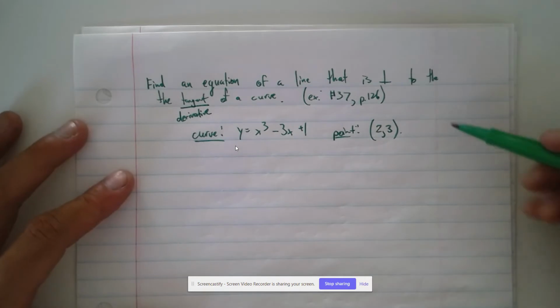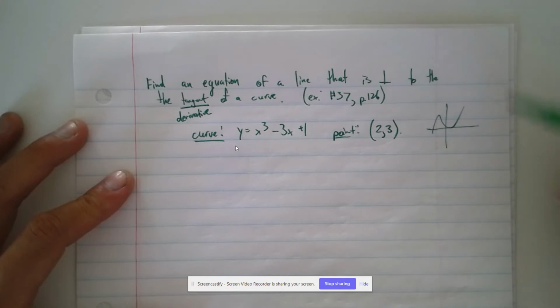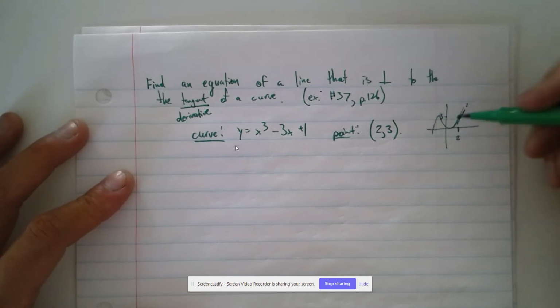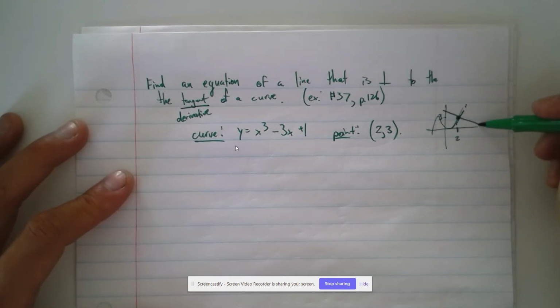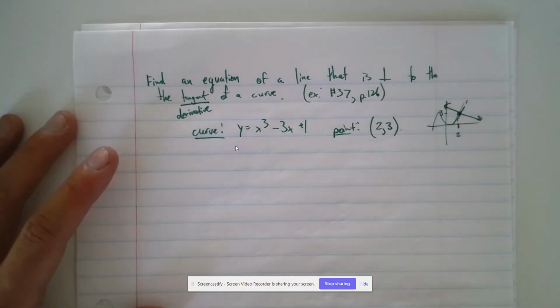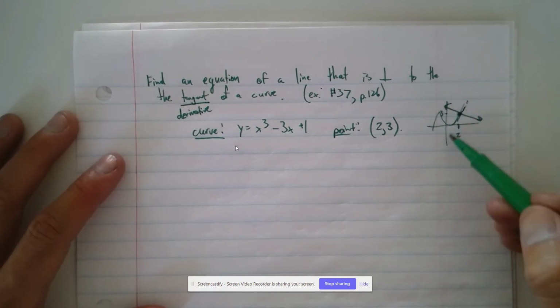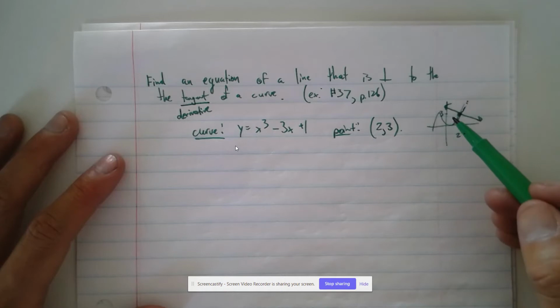Just imagine I have this curve. I don't know what it looks like. At (2, 3), right here, there's a derivative, and that's the slope at that one point. We have to find the equation for a line that is perpendicular to that. I don't know what that's going to look like, so we're going to find that out. First, let's find the derivative at this particular point, (2, 3).